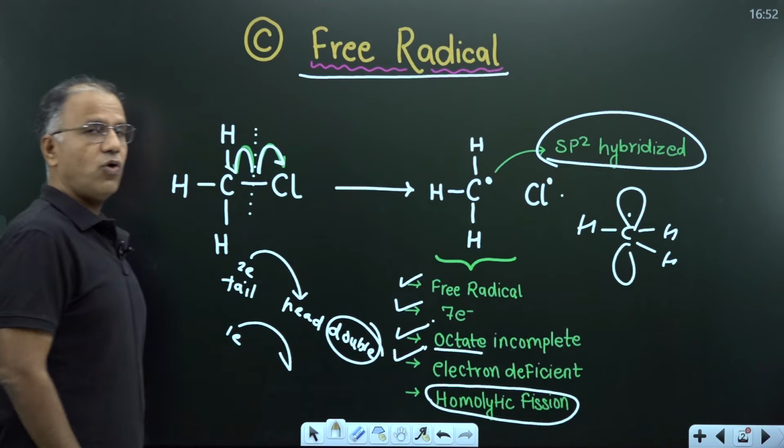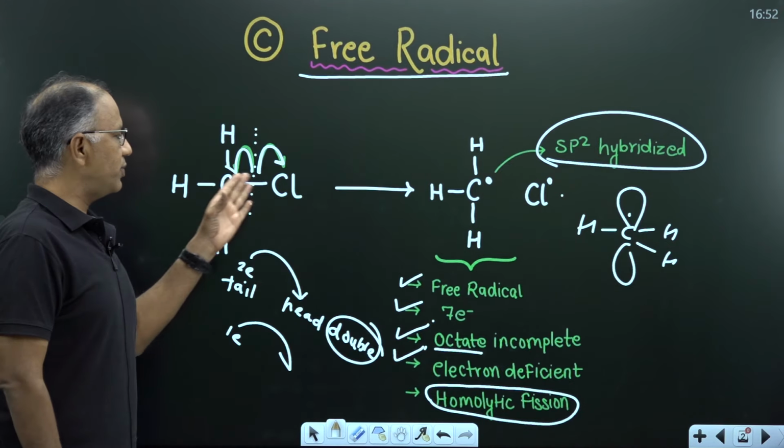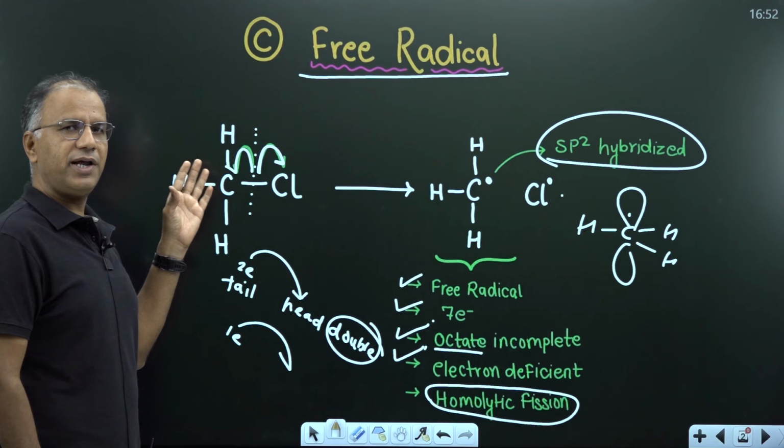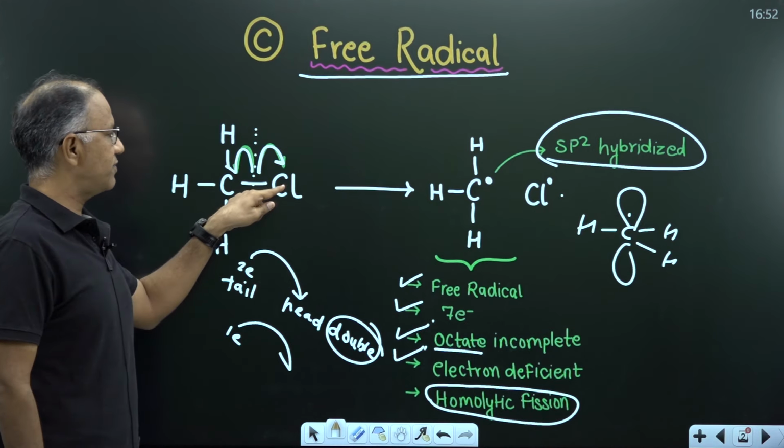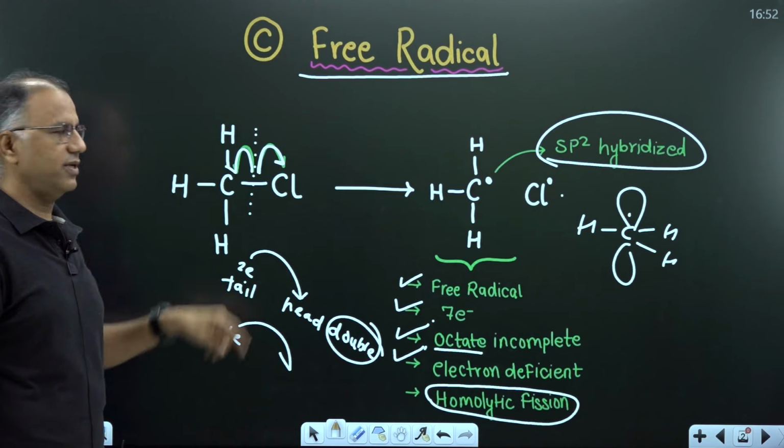Now what is the meaning of homolytic fission? The equal distribution of sigma electron is known as homolytic fission. And what about heterolytic fission? Unequal distribution of sigma electron is known as heterolytic fission.